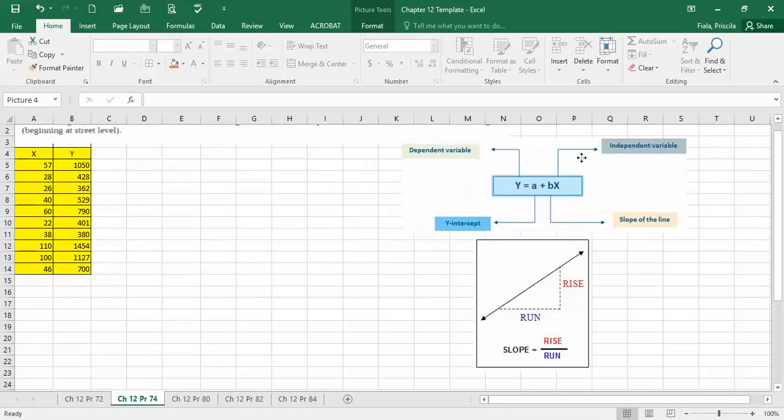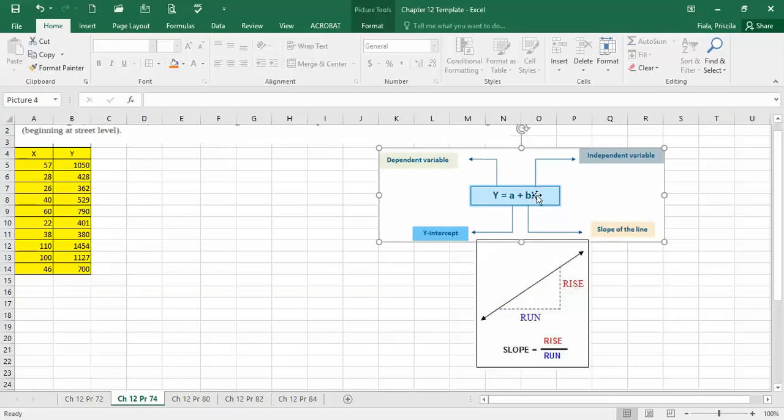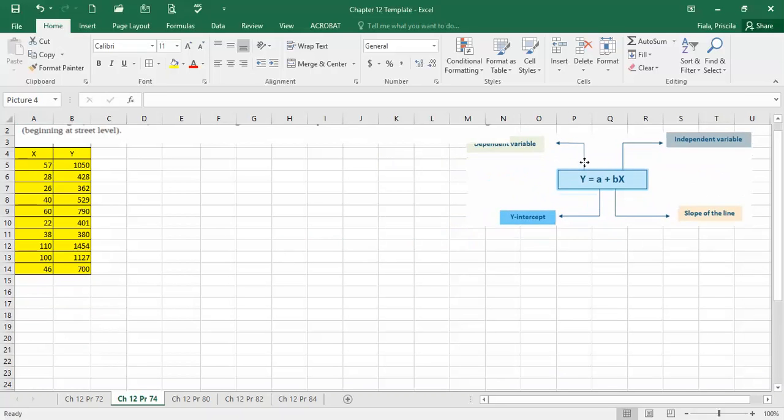I put this for you to remember what each variable means, which I have gone through: dependent variable y, independent variable x, a is your y-intercept, and b is your slope of the line. I'm sure you remember from other classes when we're talking about slope, how we graph that, the rise over run. I put it here too. I can get rid of that because now I want to show you.